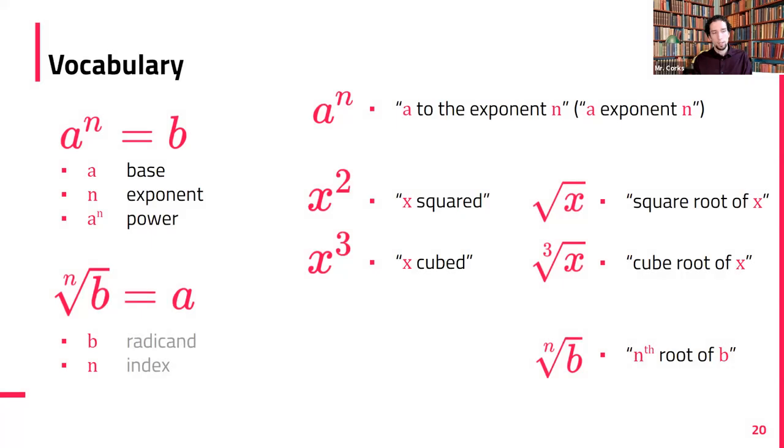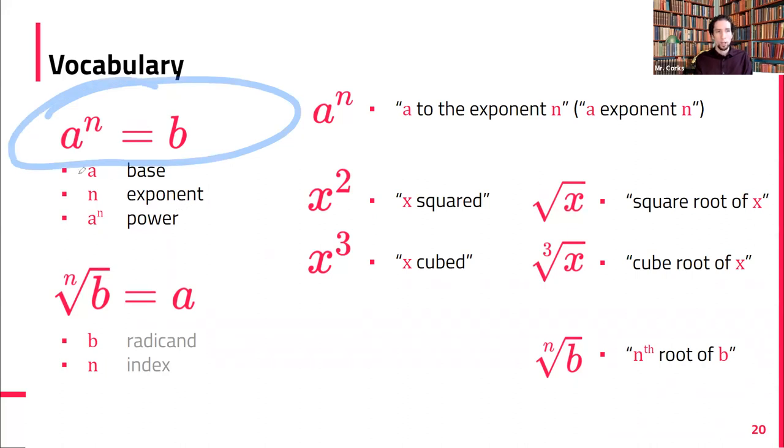But let's get started. We'll quickly review the vocabulary that we need to talk about these. We did this at the beginning of the semester, but we haven't been talking about exponents so much. If we have something like this, we have the base, and then the little number up top is the exponent, and then the two together, B here, is the power. It's the result of the two.